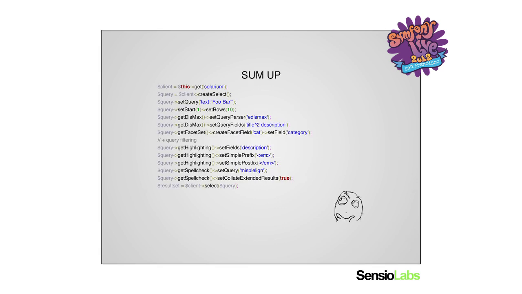So let's sum up. We've made a lot of stuff. Okay, so this is my action. There's a lot of stuff inside my actions. Okay, I've got things to create, to query, to limit the number of results, do my boosting, my filtering, my faceting, highlighting, misspelling, and so on.